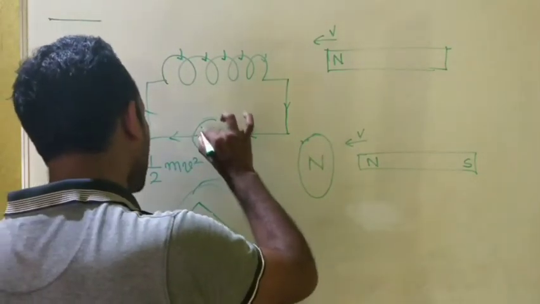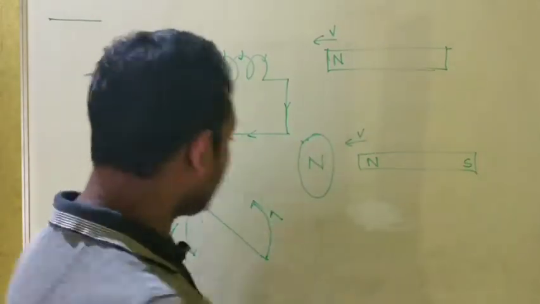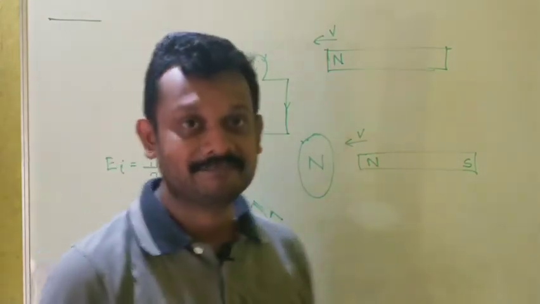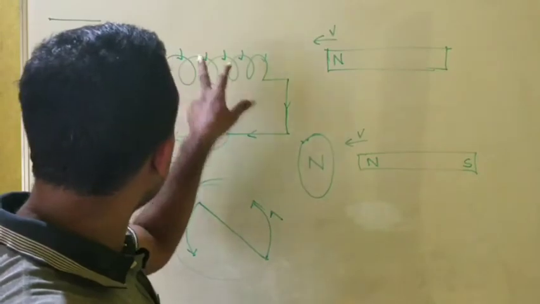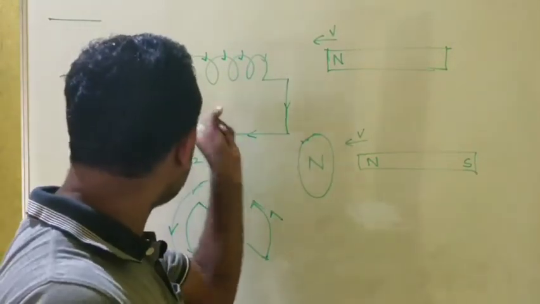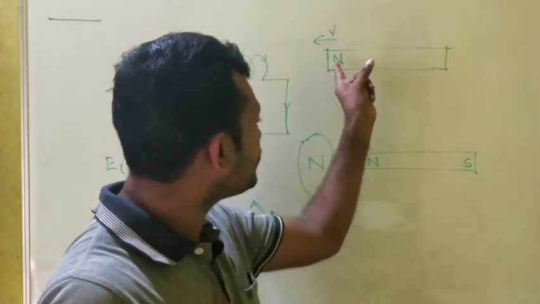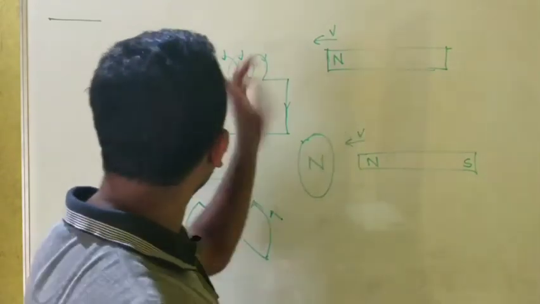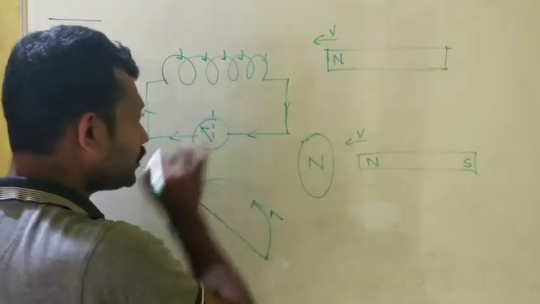So in this case, we are expecting the galvanometer to deflect in that direction from its normal orientation, because the current is towards that direction. So when the north pole is approaching, the galvanometer should deflect in this direction. Suppose, instead of the north pole, I let the south pole approach. When the south pole is approaching, the galvanometer will show deflection in the opposite direction.